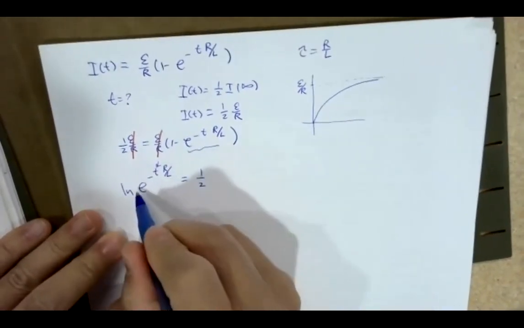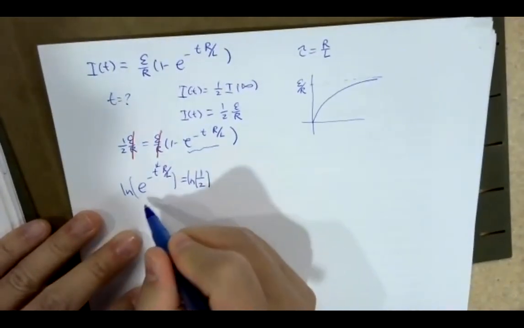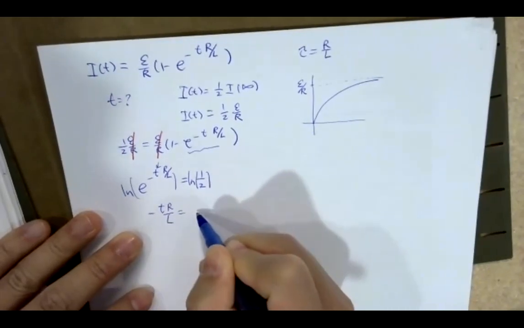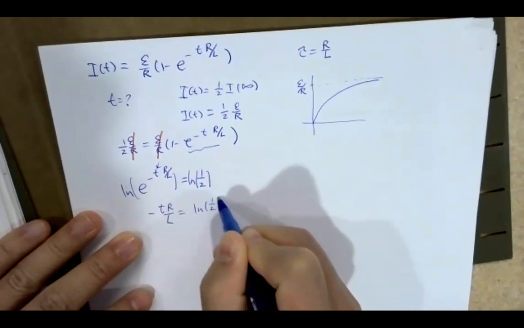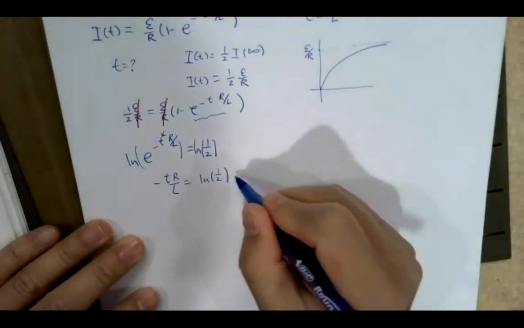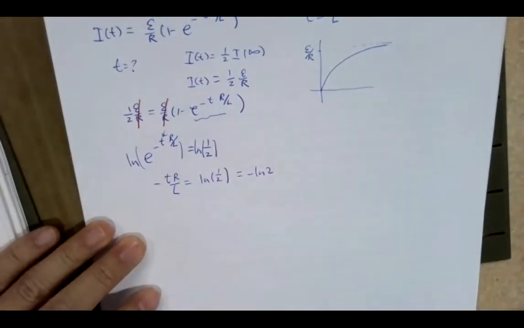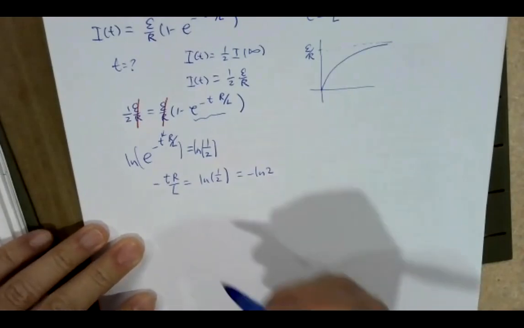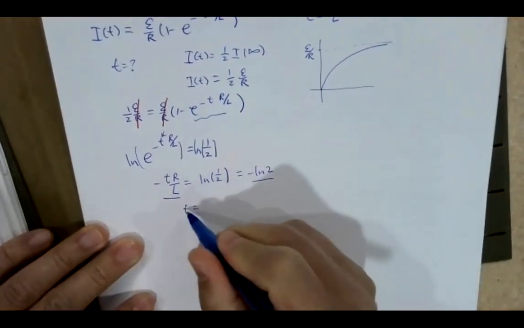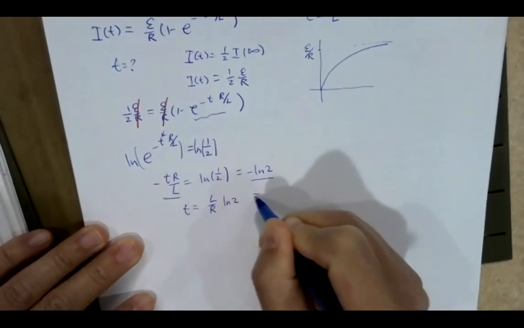Then you take the natural logarithm of this side and also of this side. So it'll be minus t times R over L equals ln of 1/2. You can write this as negative of ln 2, right? ln of 1/2 is negative of ln 2. So then t is equal to L over R times ln of 2.